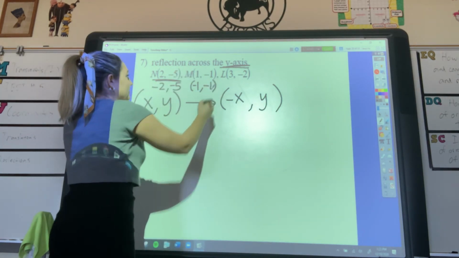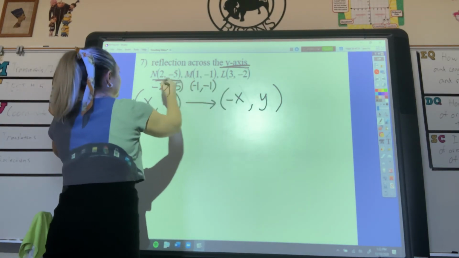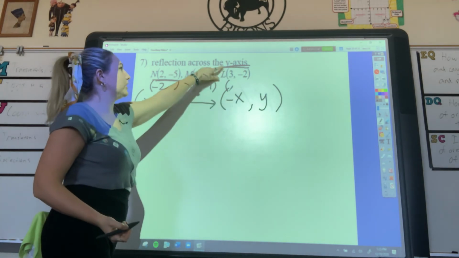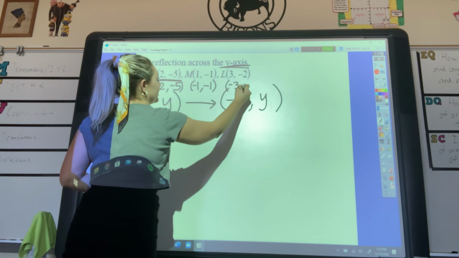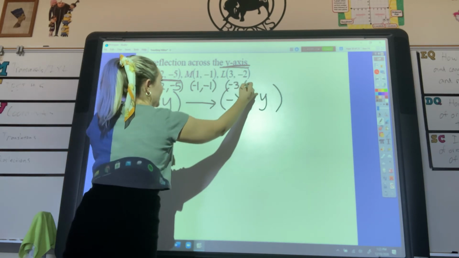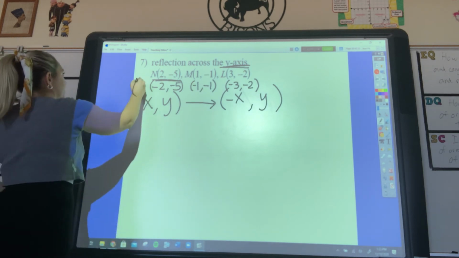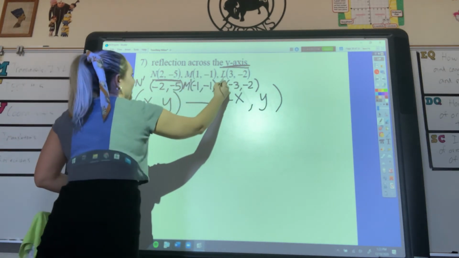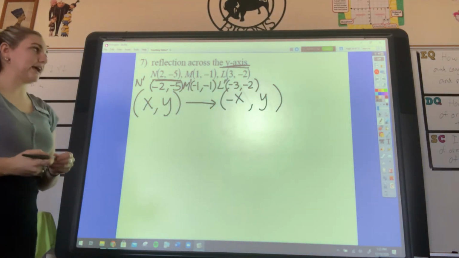And our last one, we have a +3. So again, based on our rule across the y-axis, the 3 is going to change to a -3, and the -2 stays the same. So these now become n prime, m prime, and l prime when they are reflected across the y-axis.